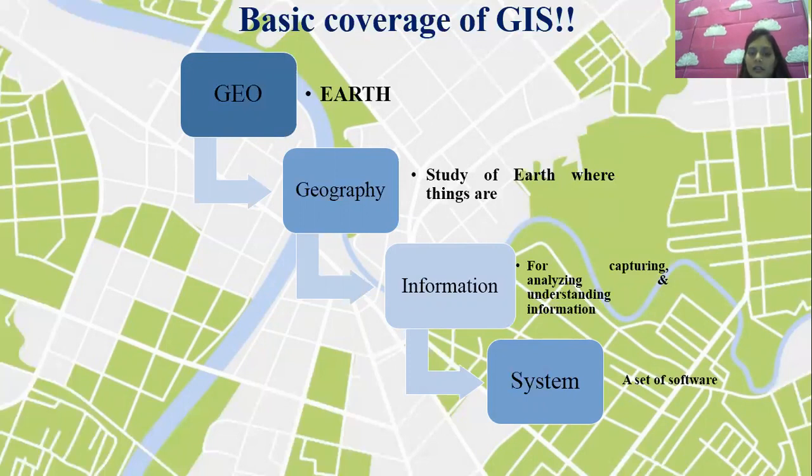Next comes information. What is information? For capturing, analyzing, and understanding information. This system is actually used for information, which means we capture some information, we manipulate that, we make the analysis from that information, and hence we make people understand that thing that can be helpful to them. And last is system. What is system? A system is a set of software. For using GIS, there are many software that are proprietary software and even free source available software.